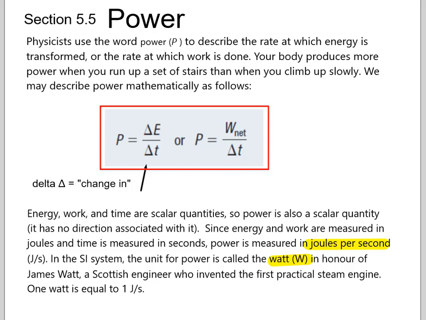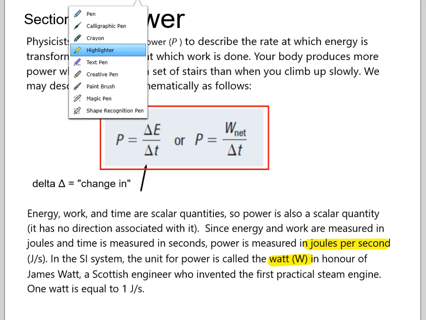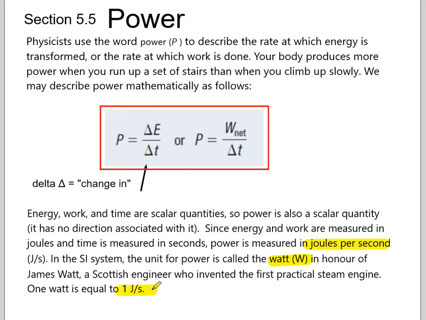So if you were to think about it like we did in kinematics, where velocity is the change in distance over time, power is the change in energy over time. Okay, so it's going to have units that are joules per second. But instead of calling them joules per second, they call them watts. So if you want to look here, there's a joules per second. It's the same as a watt.